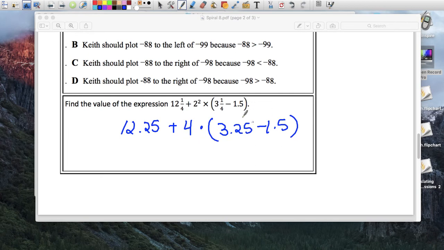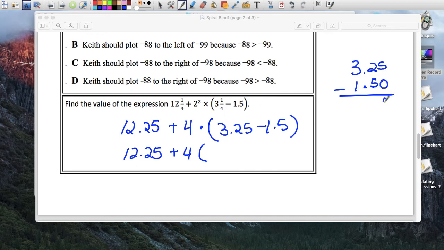Order of operations dictates that I should do the parentheses first. So I'm going to keep these here, just hanging out. And 4, I'm going to multiply by the difference of 3.25 minus 1.5. If I subtract these two, I put a 0 over here. So that's a 5. I'm borrowing here. That becomes a 12. 12 minus 5 is 7. 2 minus 1. So that's going to be 1.75 inside the parentheses.